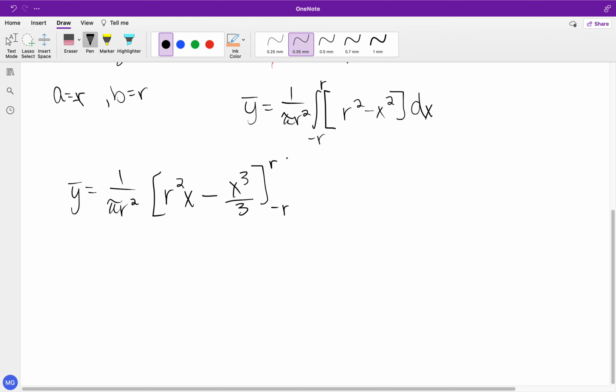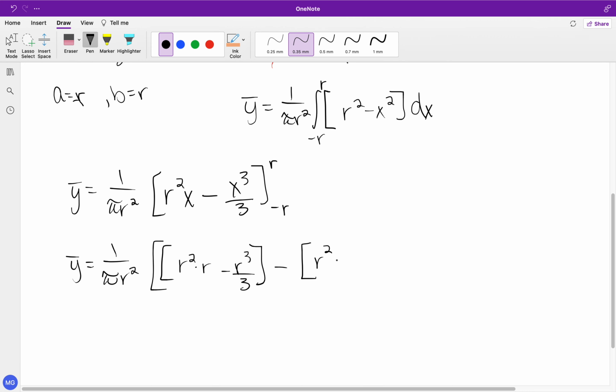When we plug in the negative r and r, we get 1 over pi r squared times r squared times r minus r cubed over 3, minus r squared times negative r, minus negative r cubed over 3.